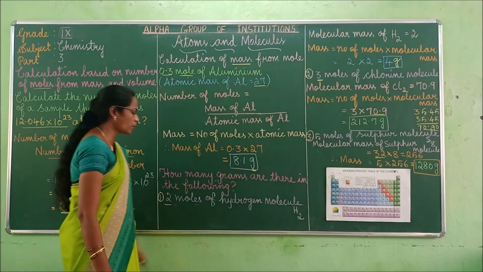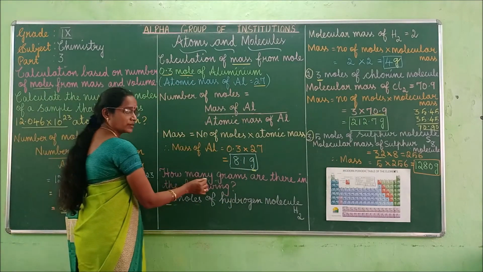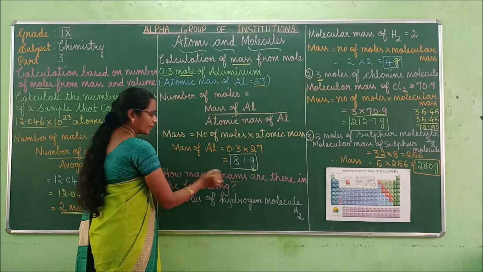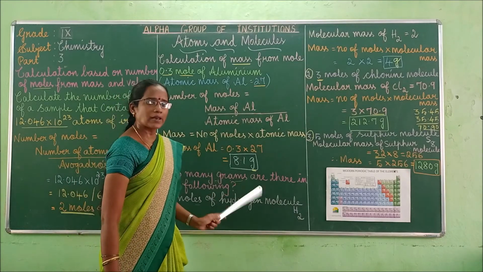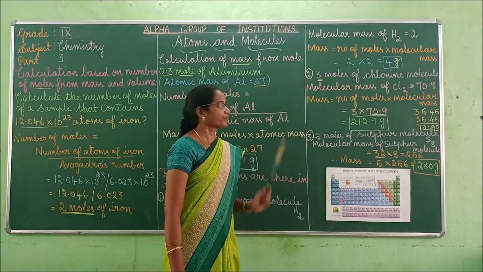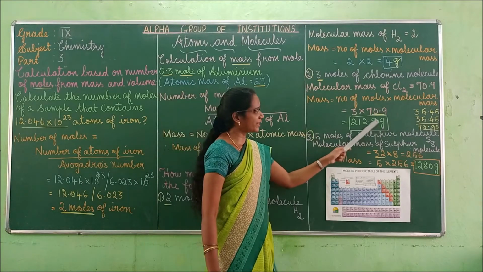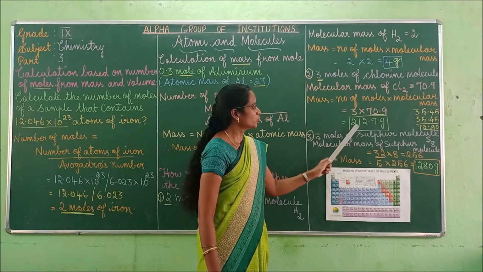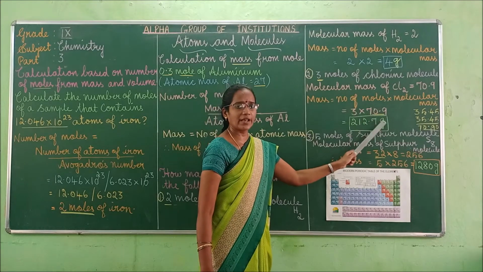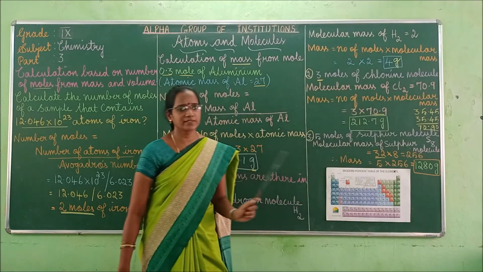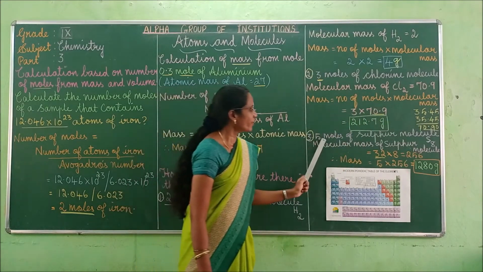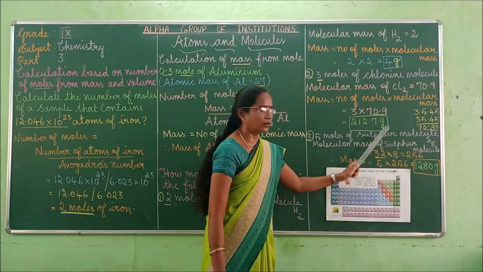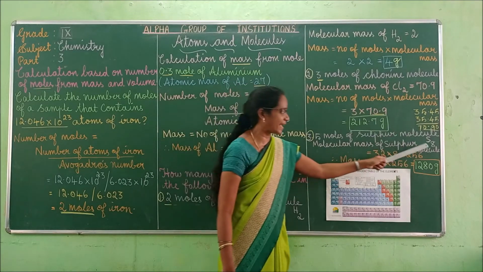Right, 212.7. You have to calculate it in grams, so you should mention the unit gram. 212.7 gram. I write the answer like this. Right. Next one: 5 moles of sulfur molecule, that is S8.